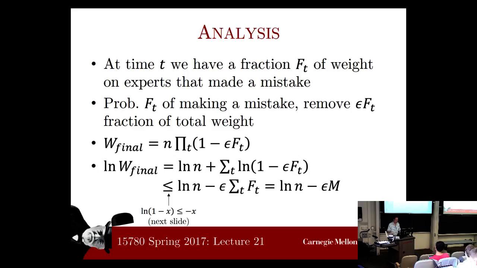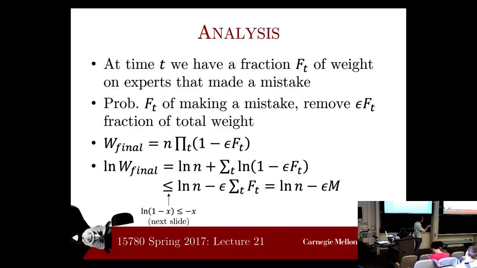Now, in every round, if there was an f_t fraction of weight on experts who made a mistake, we had the probability f_t of following these wrong experts, and therefore we had the probability f_t of making a mistake. And in addition, regardless of whether we made a mistake or not, we always remove an epsilon times f_t fraction of the total weight. Because for every wrong expert, we remove an epsilon fraction of their weight. If the total weight of these experts is an f_t fraction, we would end up removing an epsilon times f_t fraction of the total weight.